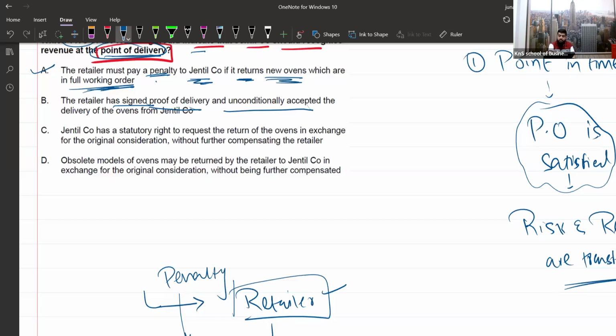The retailer has unconditionally accepted the delivery of the oven. Now, please do let me know whether the revenue should be recognized or not. The goods are delivered, and not only delivered, the retailer has also accepted them unconditionally. There is no condition behind it. The goods were accepted by the retailer. Now, should the revenue be recognized or not? Yes, please.